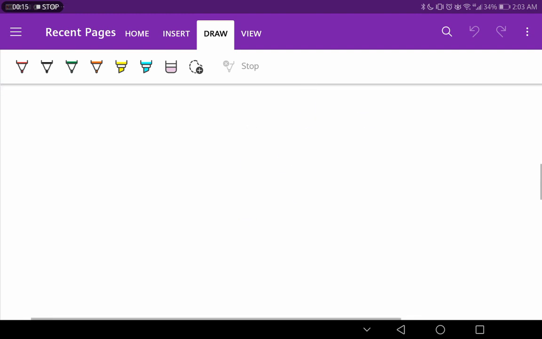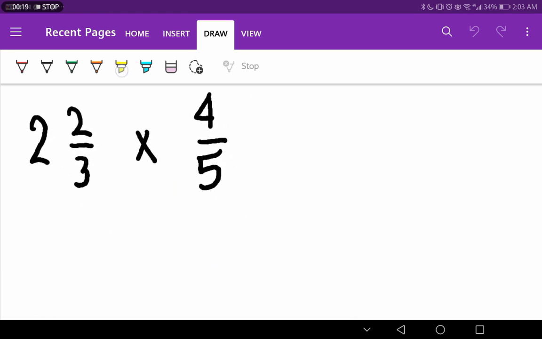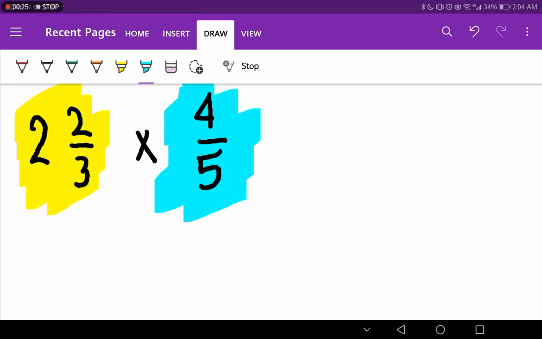Okay, let us start and learn how we can multiply a mixed number by a fraction. Okay, let's go. My dear student, you know the mixed number. It is a number that consists of two parts, the whole part and the fraction part.